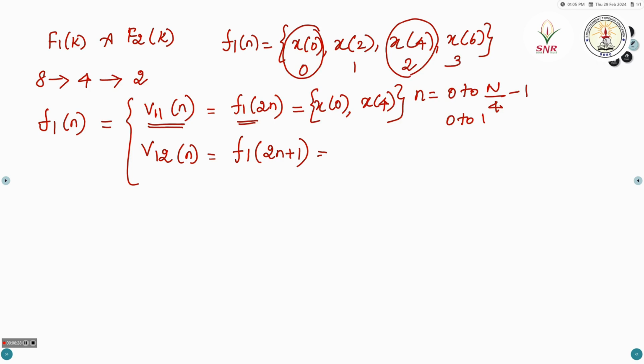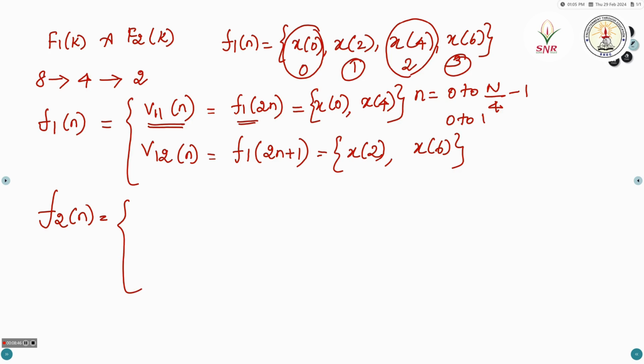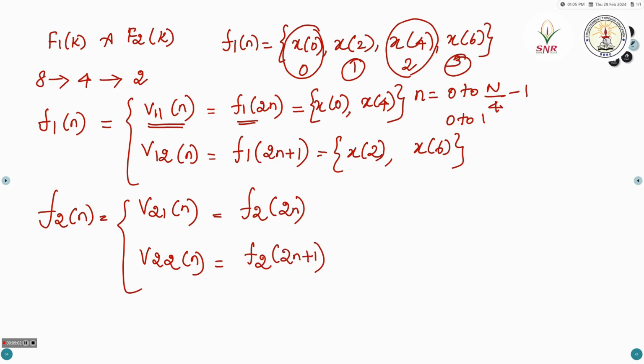And this v12 of n is equal to f1 of 2n plus 1, that is equal to the odd components, which is nothing but the one component which is x of 2 and the third component which is x of 6. So similarly, my f2 of n is also divided into v21 of n and v22 of n, which is equal to f2 of 2n and f2 of 2n plus 1.